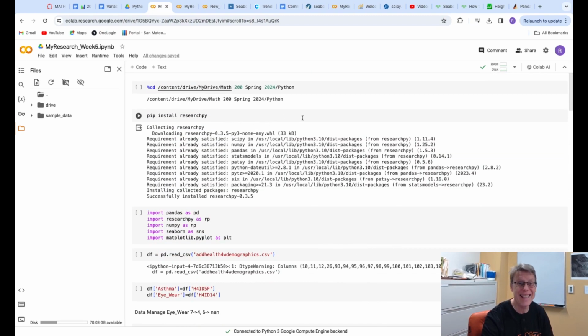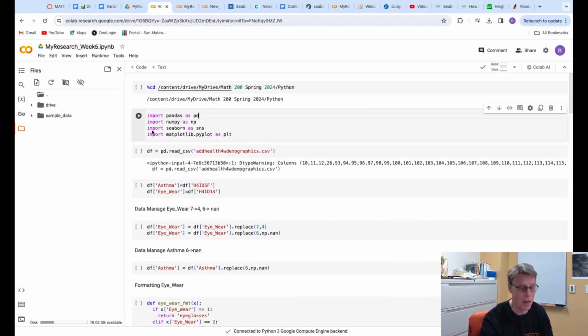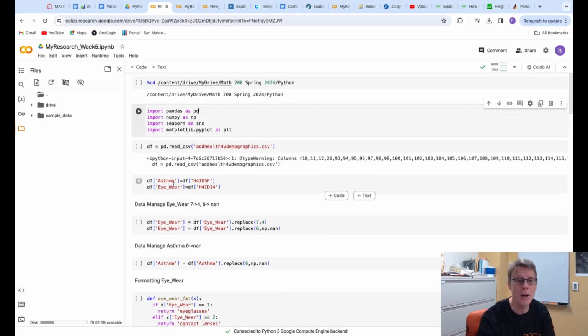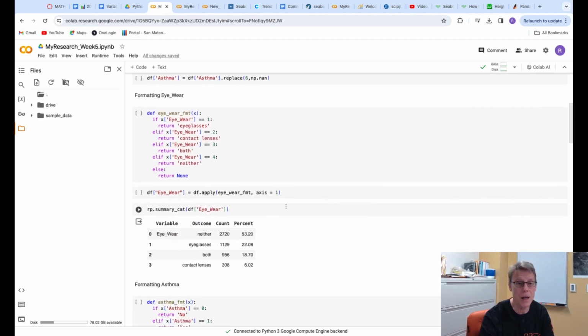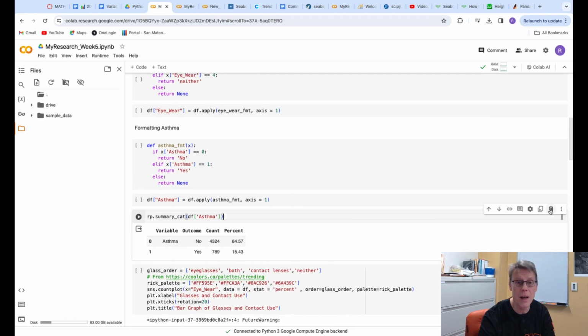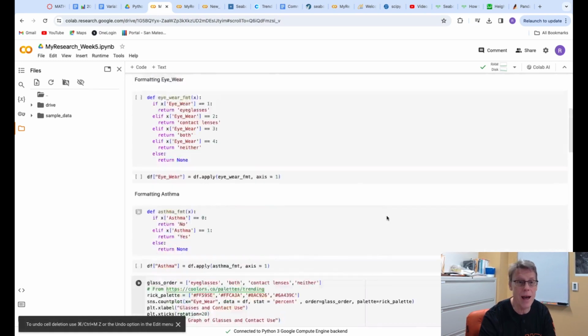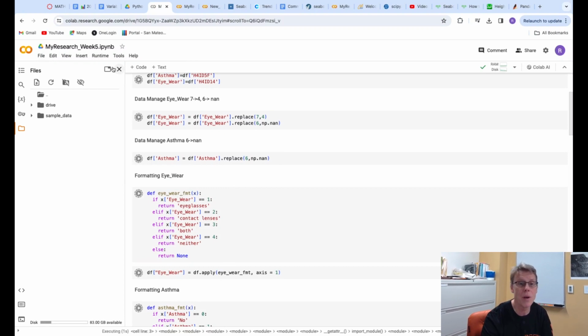In this particular file, I hadn't yet taken out the Research Pi stuff, so I'm going to take that all out. I'm not going to replace it with the new code that makes frequency tables. I'm just going to delete any of these frequency tables in here. I don't need them for this file right now. Let's see if that worked. Runtime, run all.